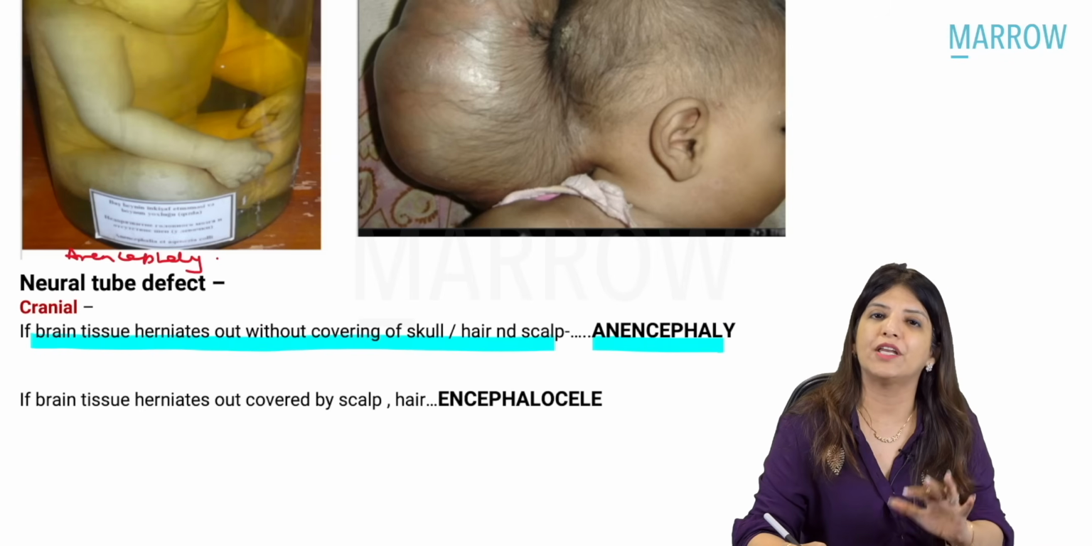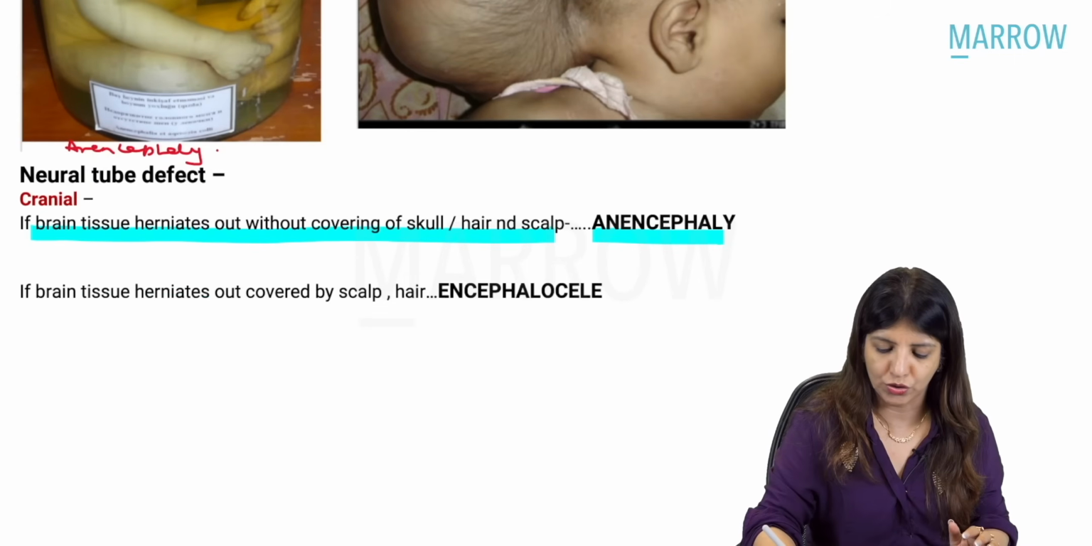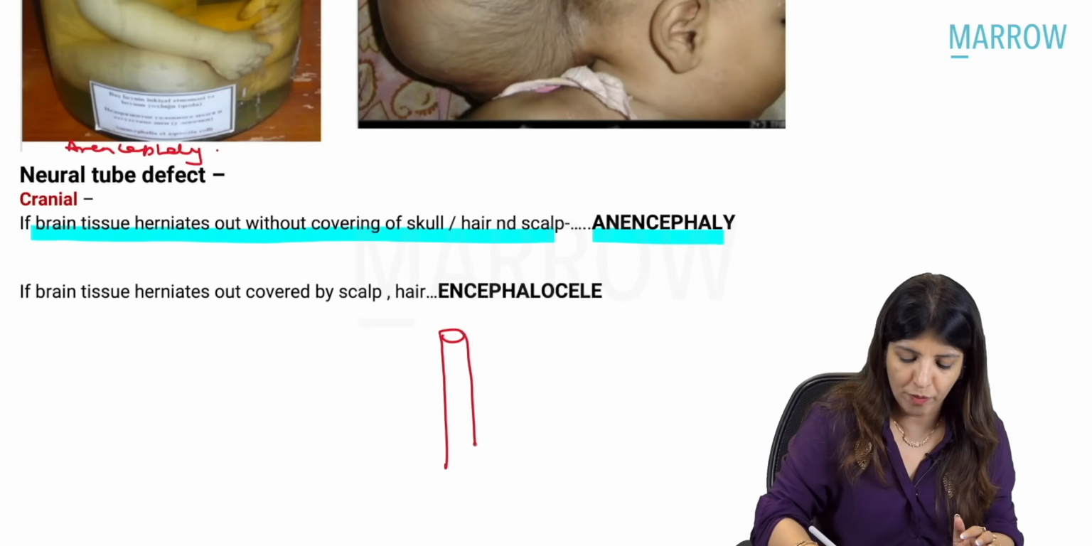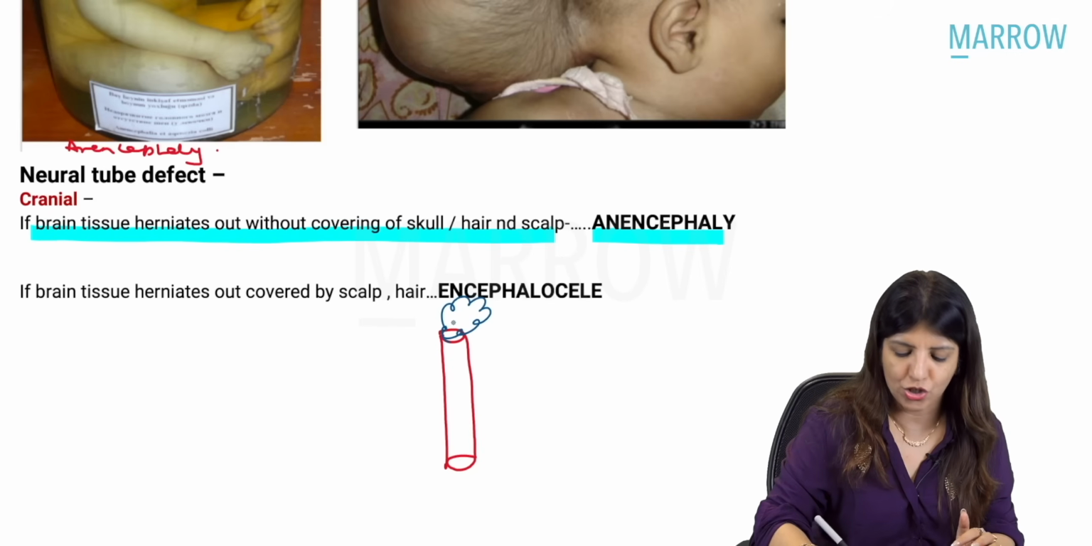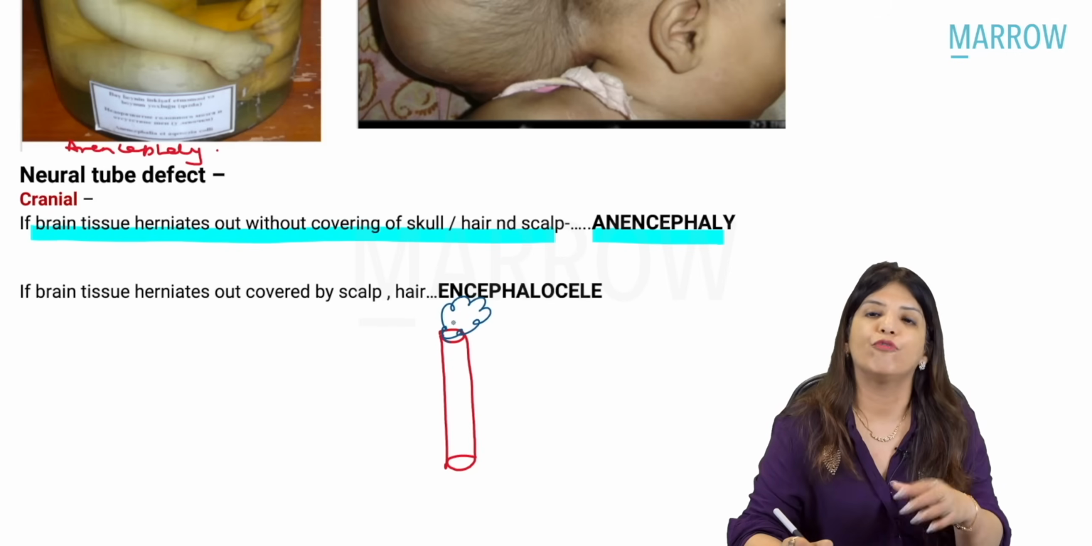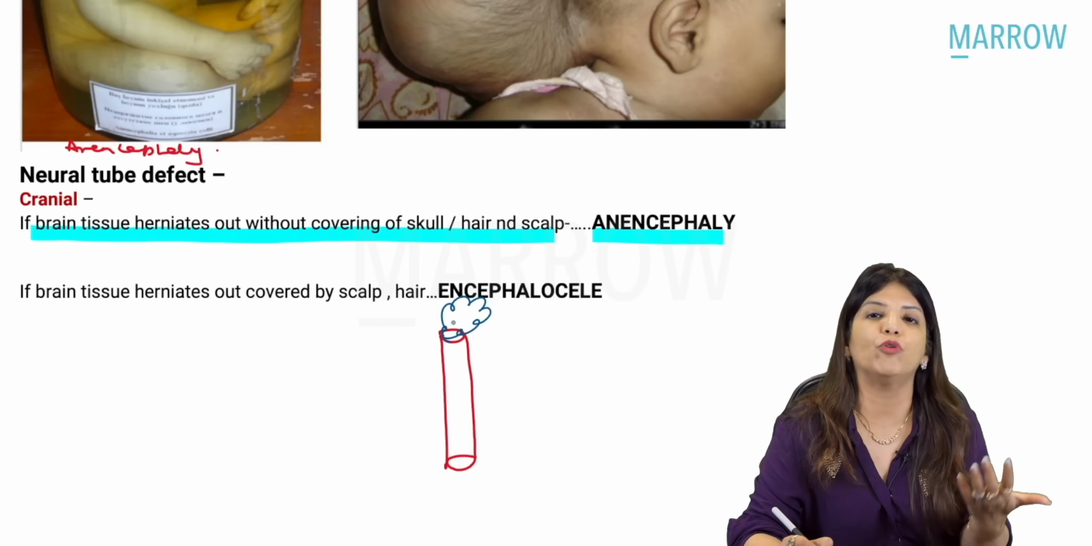But suppose the cranial neuropore has closed. So this over here, suppose, is the neural tube. Now, anencephaly is going to happen because brain tissue is going to herniate out from the cranial neuropore when the cranial neuropore fails to close.